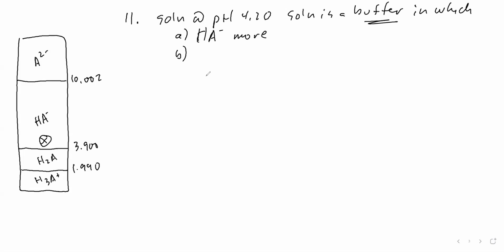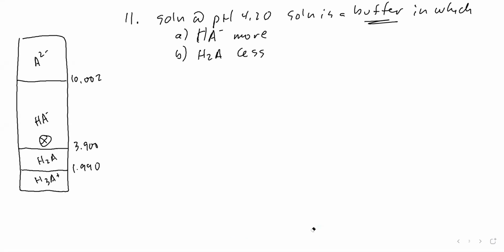And the other species present in this buffer is going to be our H2A. We're going to have less of it. Okay, so then for question C, what we know is that if we've got a buffer and these two are predominant species, there of course will be some A2 minus and some H3A plus in the solution. But at this pH of 4.2, there will be very little H3A plus and A2 minus. And we can assume that those concentrations, though they're present, are negligible.